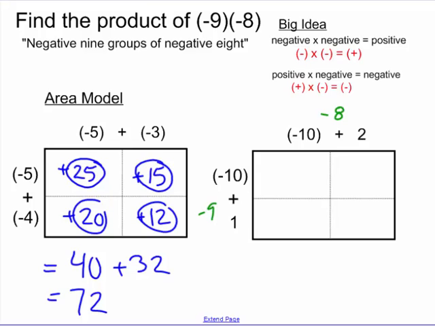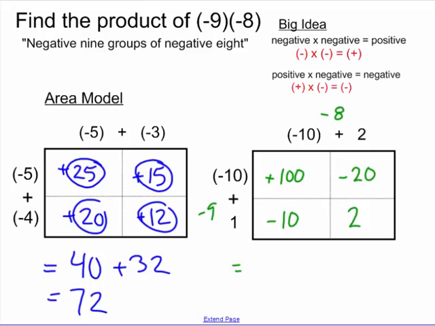If I multiply negative 10 times negative 10, I'm going to end up with a 100, and it will be positive. Negative 10 times positive 2 now, I have to be careful here. So negative 10 times positive 2, that's my first big idea from the previous video. I end up with a negative 20. 1 times negative 10 is negative 10. And lastly, 1 times 2 is 2.